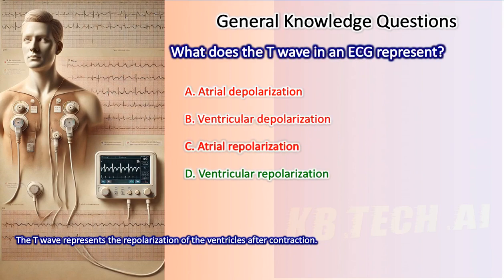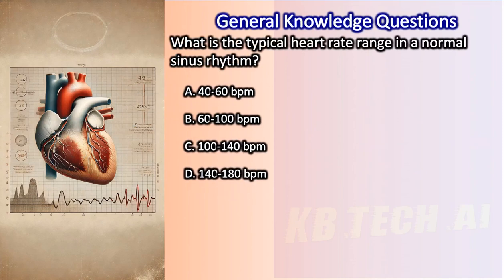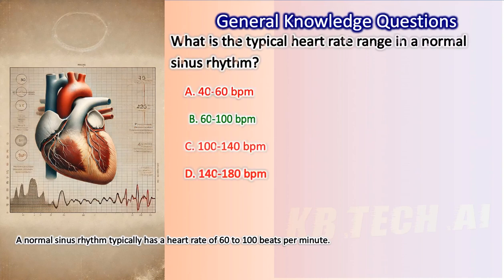Ventricular repolarization. What is the typical heart rate range in a normal sinus rhythm? Option 1. 40 to 60 bpm. Option 2. 60 to 100 bpm. Option 3. 100 to 140 bpm. Option 4. 140 to 180 bpm. The answer is option 2. 60 to 100 bpm.